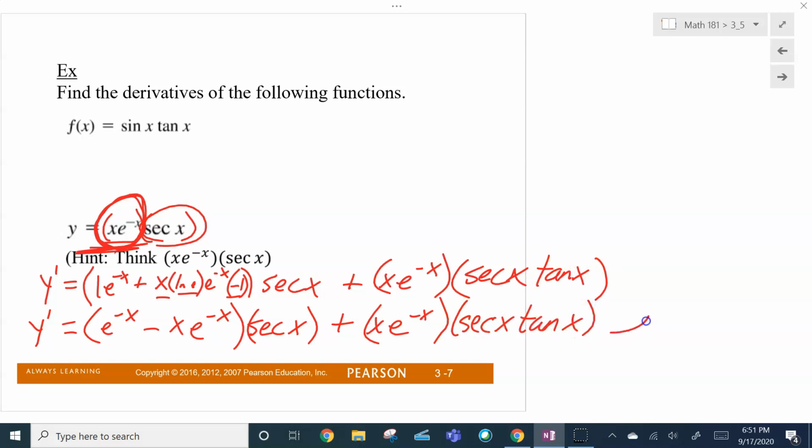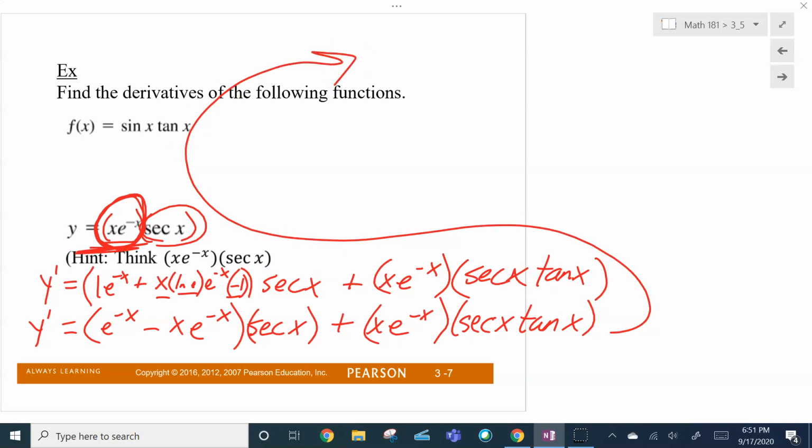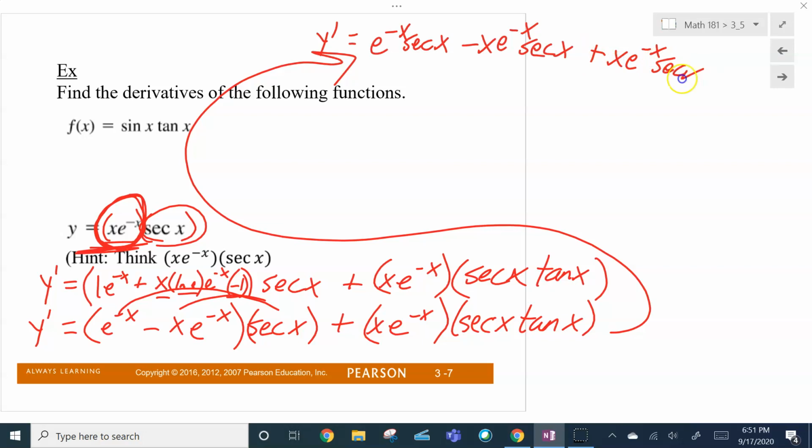Okay, let me bring this up here. Okay, so now we got, once I distribute this, I'm going to distribute this secant through right here. So I got y prime being e to the negative x secant x, and then minus x e to the negative x secant x, and then I've got this x e to the negative x secant x tangent x.